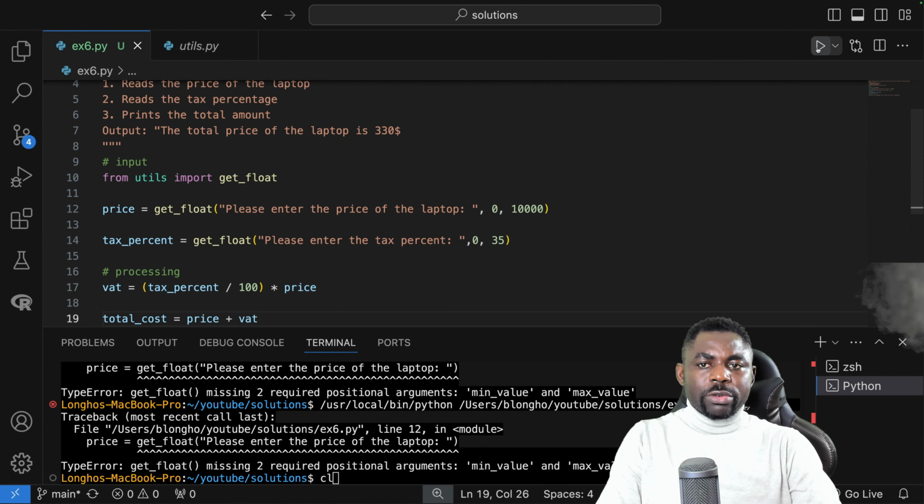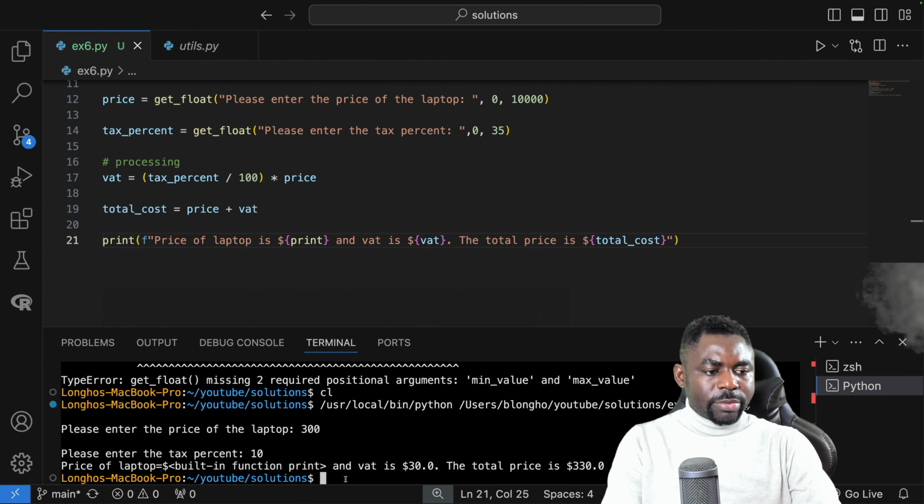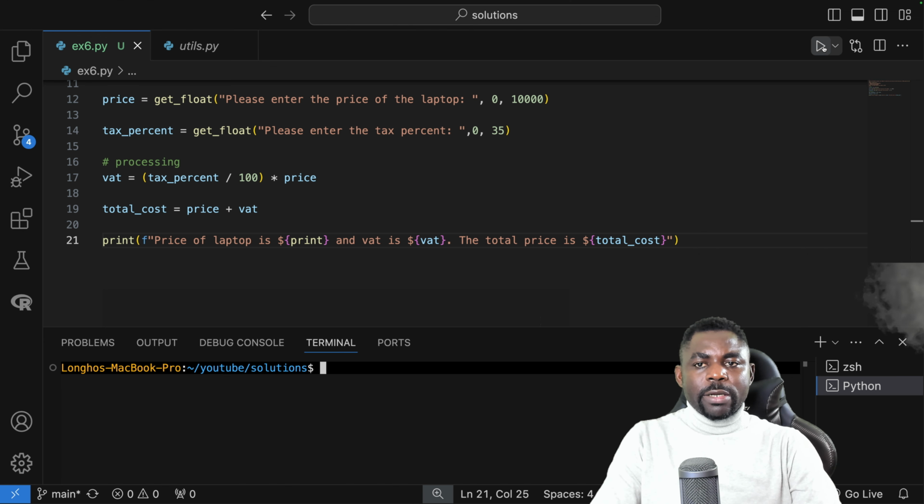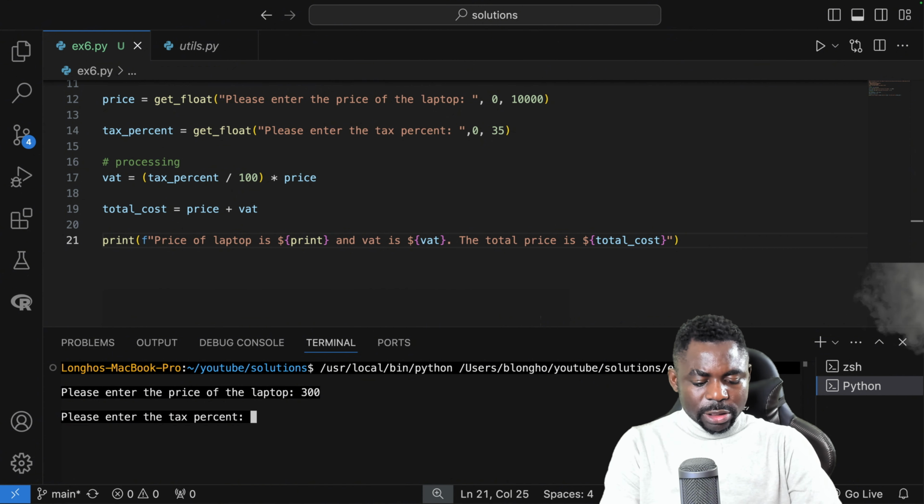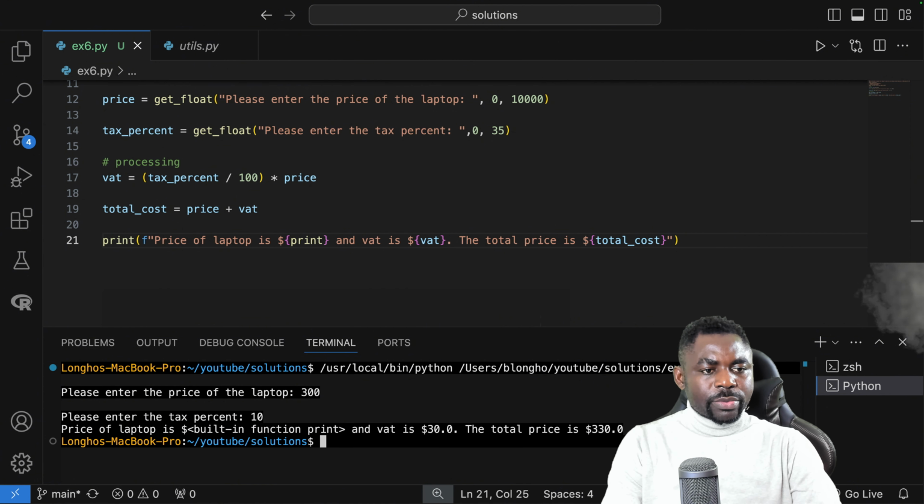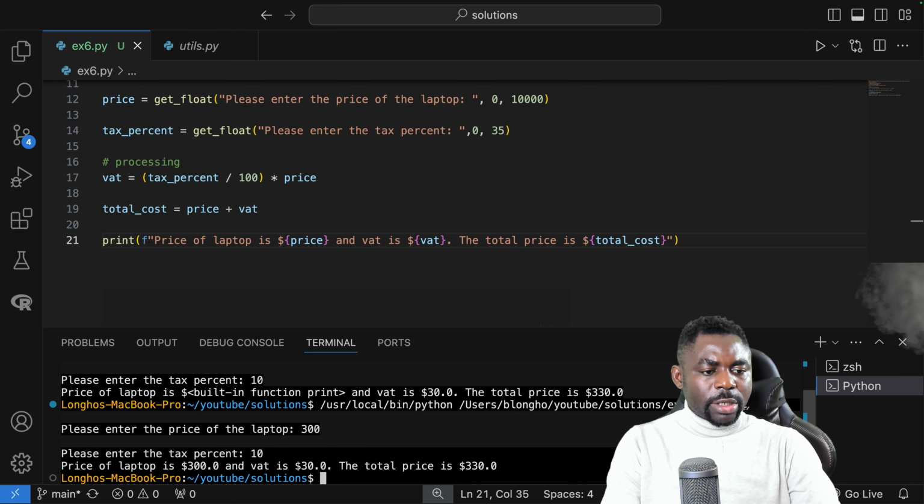Okay, it's not happy with this. Let's see. Python is seeing it as you want to interpret it, so let me clear this and run again. The laptop costs 300, the tax percentage is 10, and there's a problem here. This is not print, it should be price, not print. No wonder. Price, come on. So let's run this again, 300, tax 10%, and we should get this.